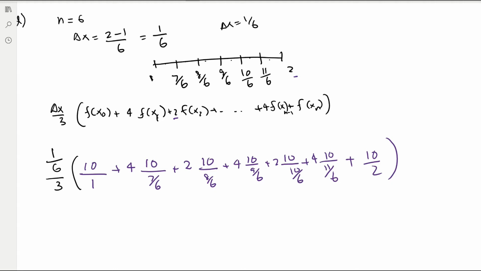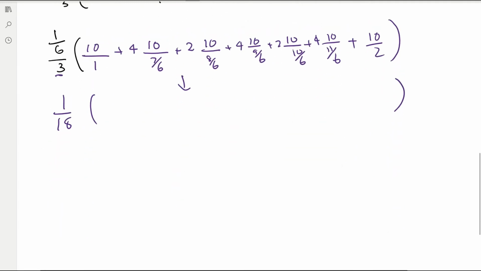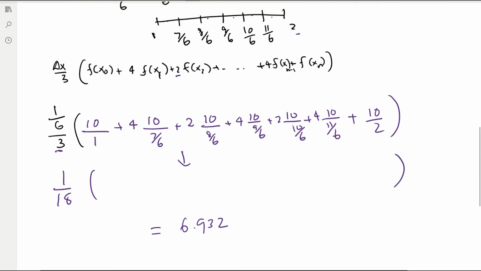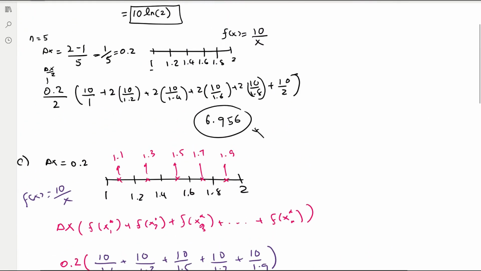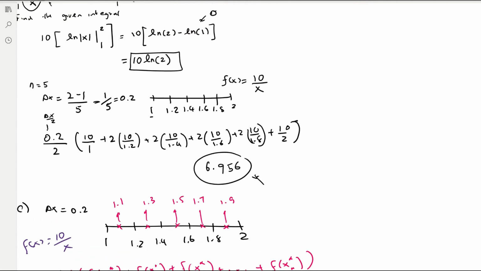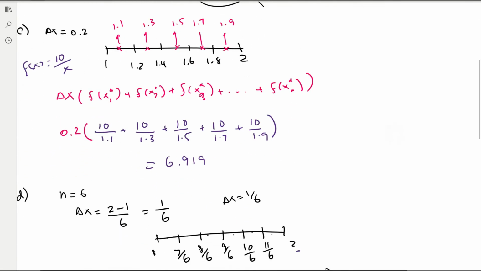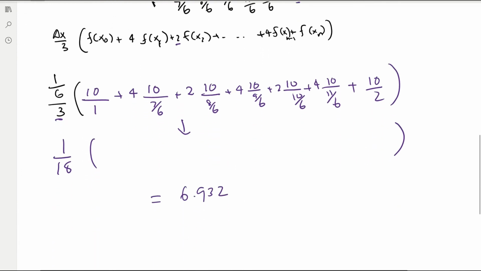That's it. So 1 over 6 over 3, 6 times 3, this is 1 over 18, and the parentheses, I wouldn't simplify, I would just plug this into the calculator, because anyway you need the calculator, and if I do that I get 6.932. All right, so this is how I solve the second problem. See where you made the mistakes. Probably it's using the formula. So check this out, and if you still have troubles, let me know.